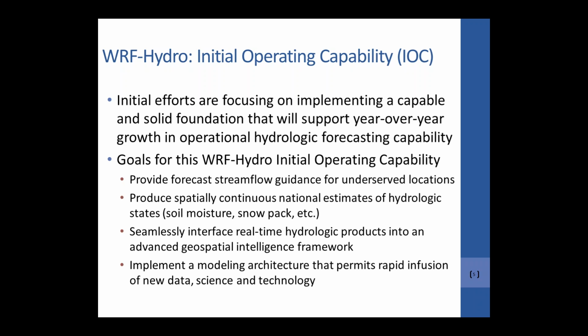We're going to be interfacing these hydrologic output products in a seamless fashion into an advanced geospatial intelligence framework. Now that sounds like just a big mouthful of words, but what does that mean? By geospatial intelligence framework, I basically mean not just relying on the raw model output, but integrating that model output, say a field of snowpack or streamflow or soil moisture, with information from the GIS world. So information about where low water crossings might be, information about critical infrastructure like power plants or school systems, things like that.